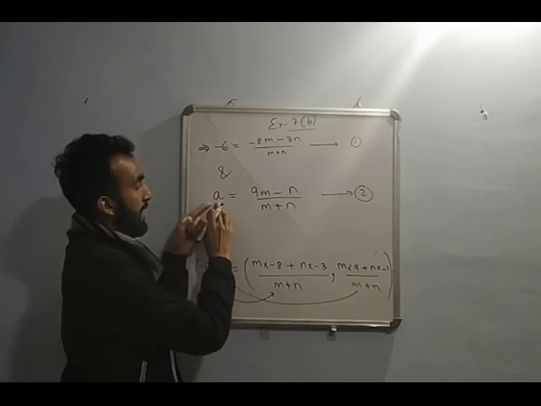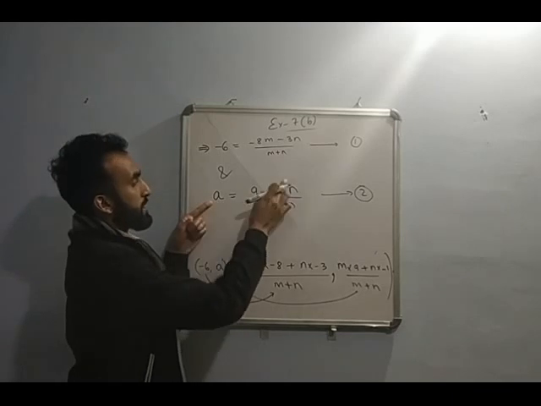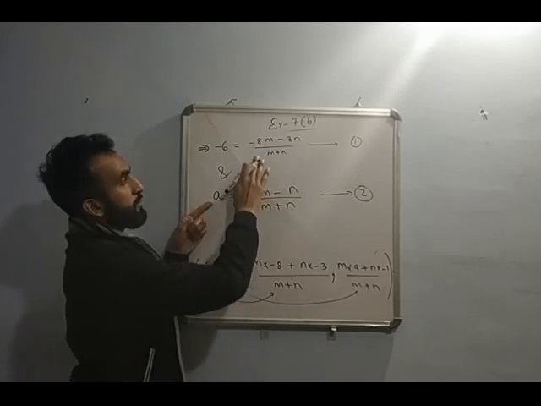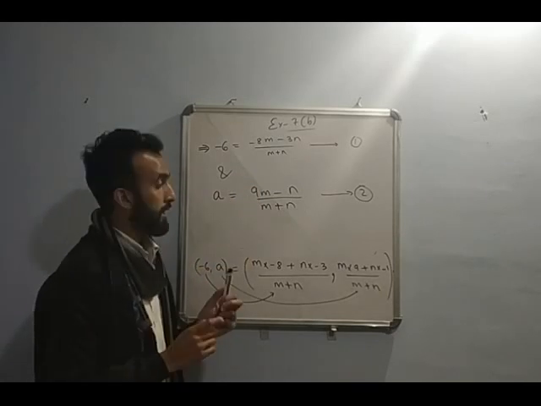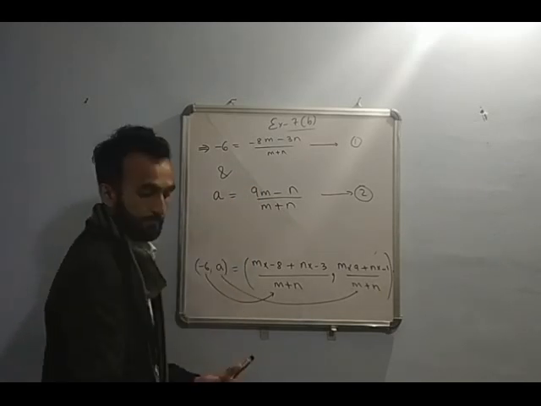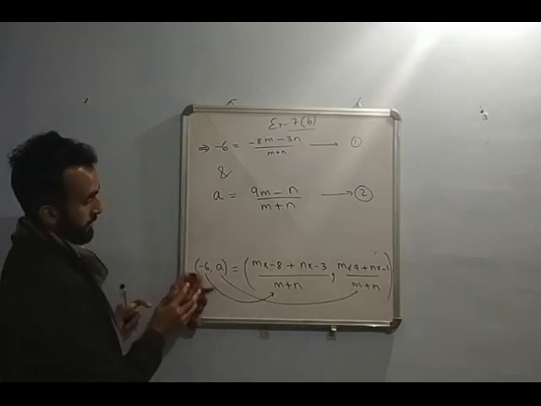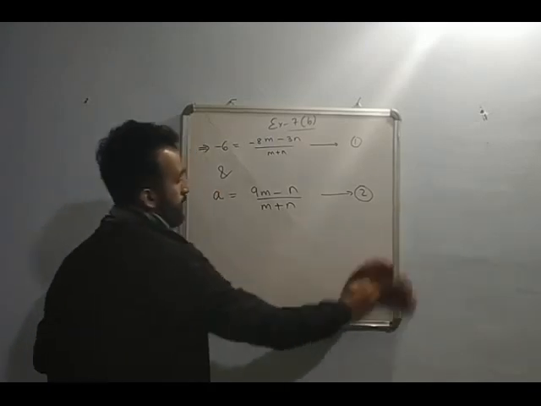But I cannot find out a first, because in order to find out a, I should know what m and n are. So using this, I will find out the ratio m is to n, and then I will come back here. Alright, so you can just note it down. Next, what will I do?